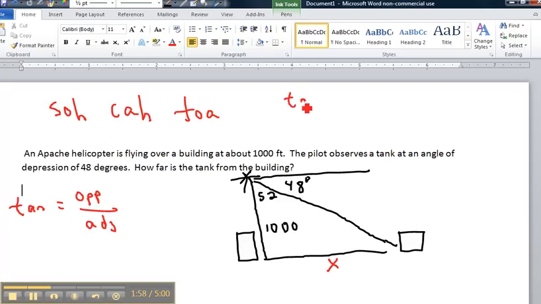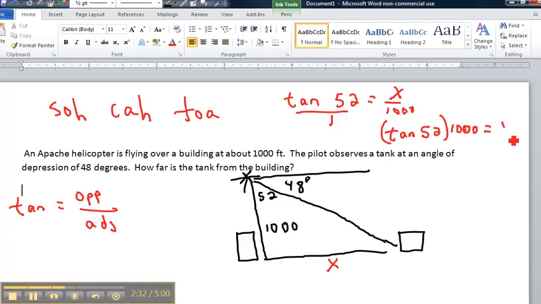So tangent, make sure your calculator is in degree mode. Tangent of 52 is equal to x over 1,000. And the way you solve this, there are several ways. I like to put this over 1 and cross multiply. So I'm going to have tangent of 52, whatever in the world that is, times 1,000, equal to, well, 1 times x is just x. And that's your value, whatever that is. Put that in your calculator.